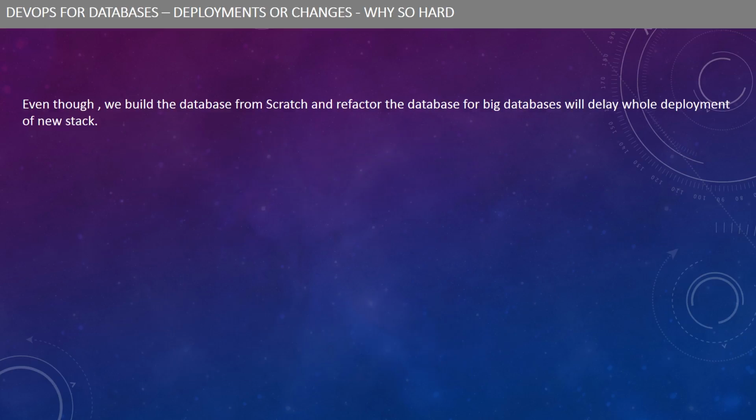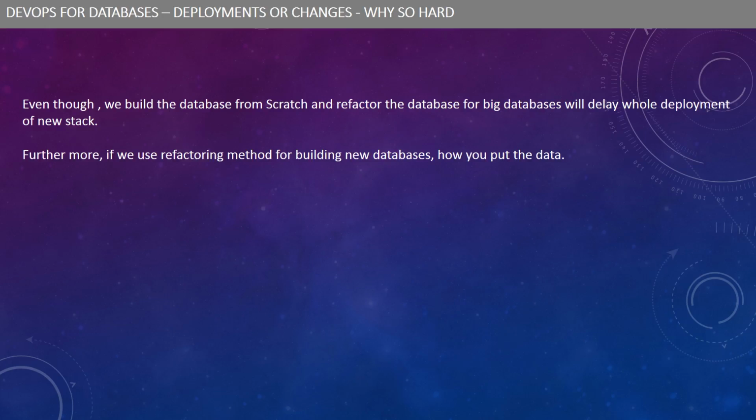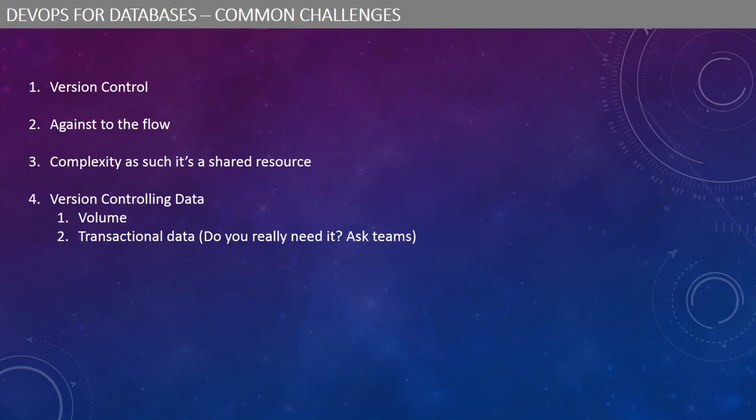So why is it so hard? Even if we build the database from scratch and refactor it, for a big database it will delay the whole deployment of the new stack. That means if you are building from a clean vanilla database and start applying all your scripts, for big databases it will still be very cumbersome. Furthermore, if you use the refactoring method for building new databases, how do you version control your data? This is a very key thing. So we need a clearly defined strategy for refreshing and refactoring databases. These are the main common challenges that make databases hard to implement in a DevOps cycle.